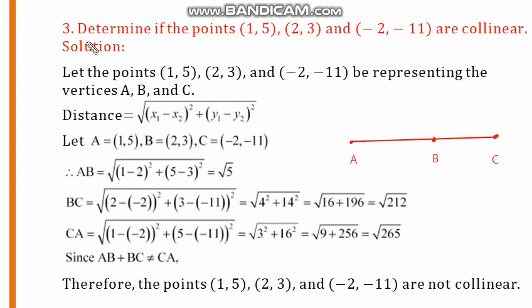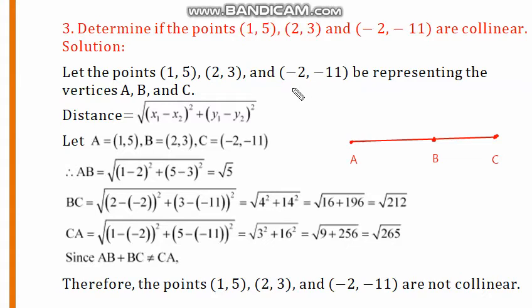Students, let's discuss exercise 7.1, third Roman. Determine if the points (1, 5), (2, 3) and (minus 2, minus 11) are collinear. So let the points (1, 5), (2, 3) and (minus 2, minus 11) represent the vertices A, B and C. Here 3 points are given, so we can represent the first point as A, second point as B and third point as C.